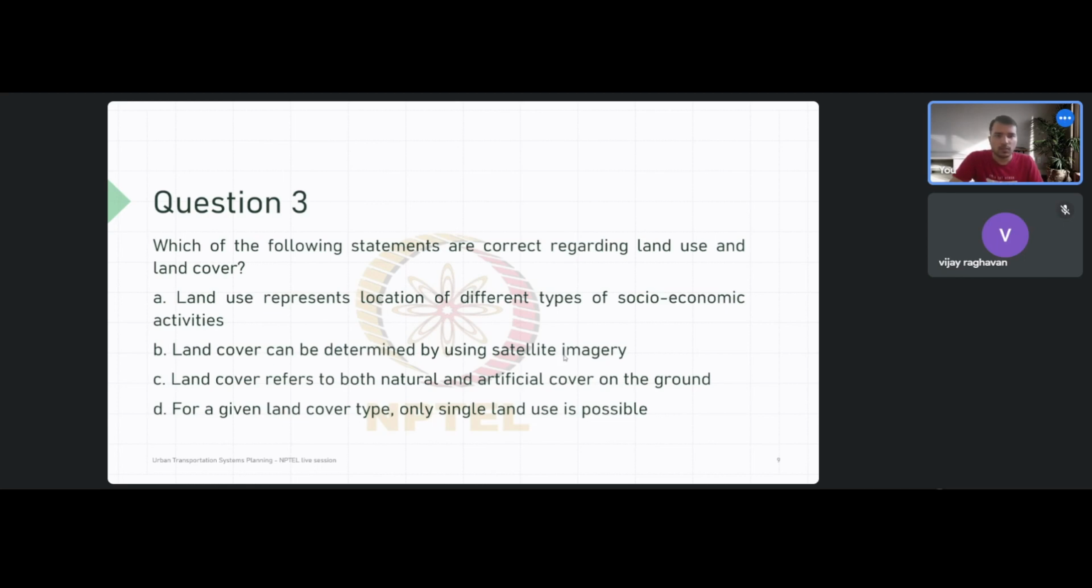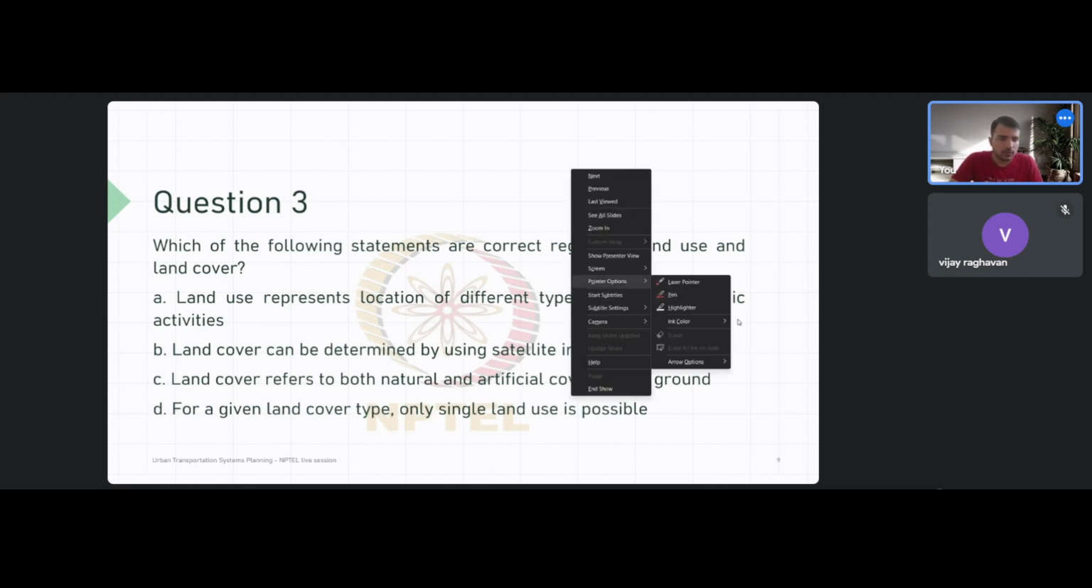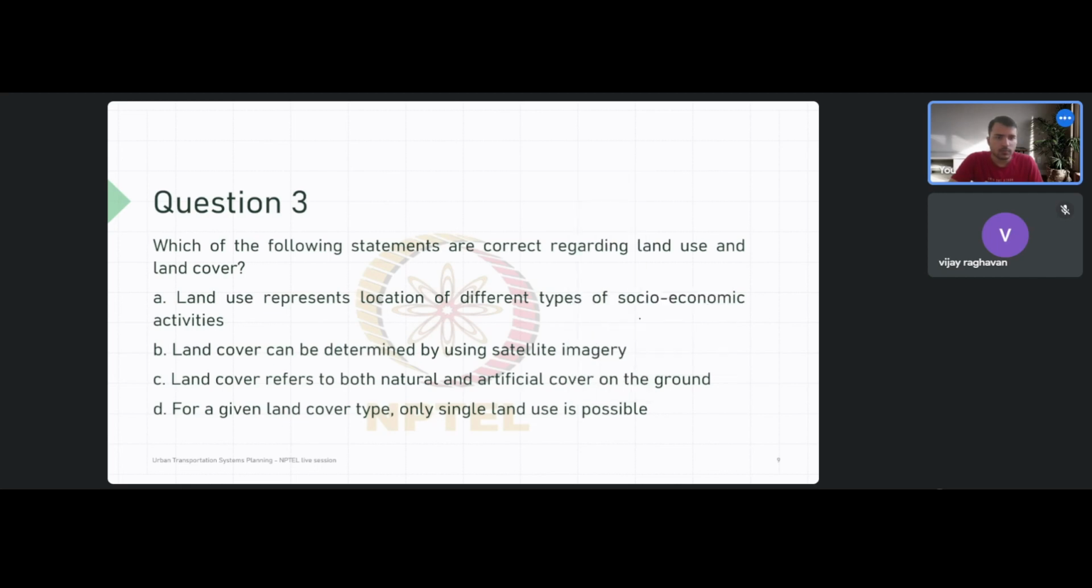We'll see the answer now. Which of the following statements are correct regarding land use and land cover? Land use represents location of different types of socio-economic activities. This is what we discussed in question 1 also.